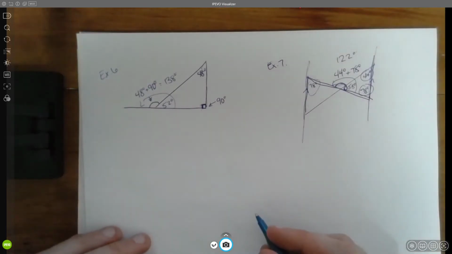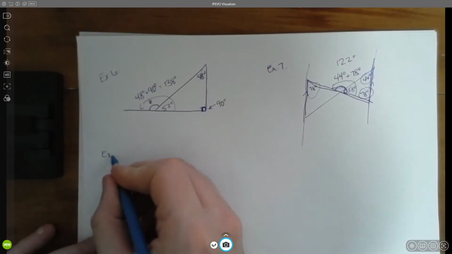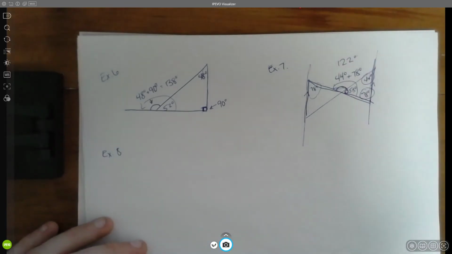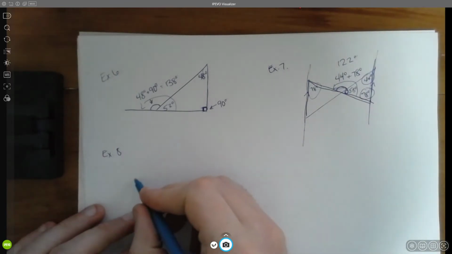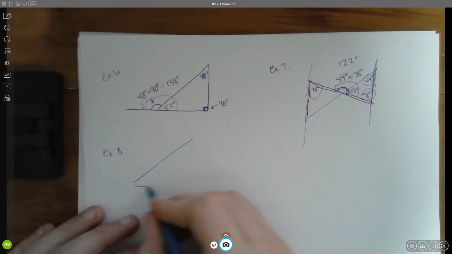Let's go through example 8. Example 8 gives us a bit of an odd setup here. Let's see if we can draw it out.